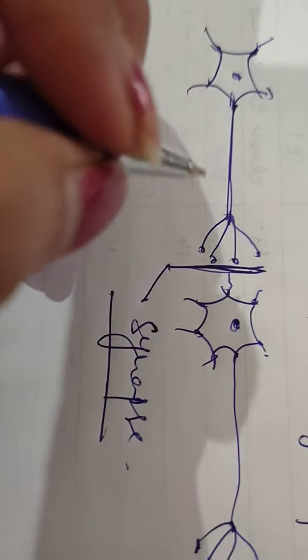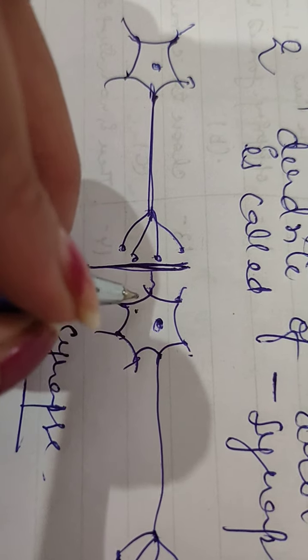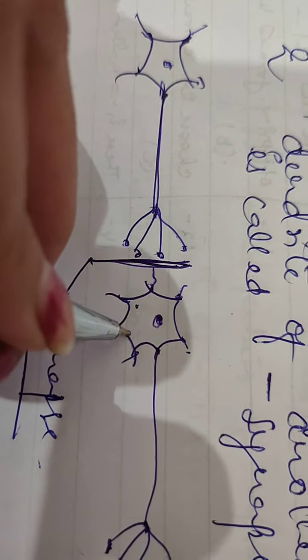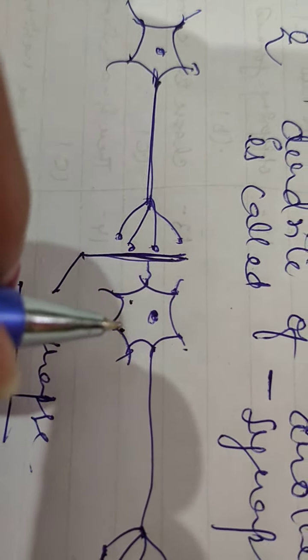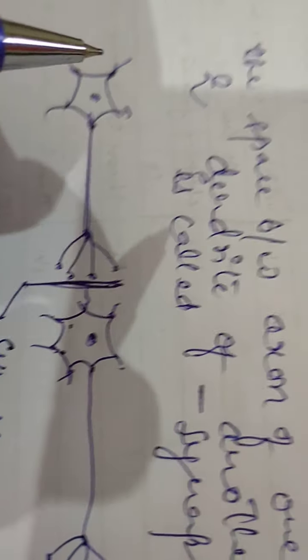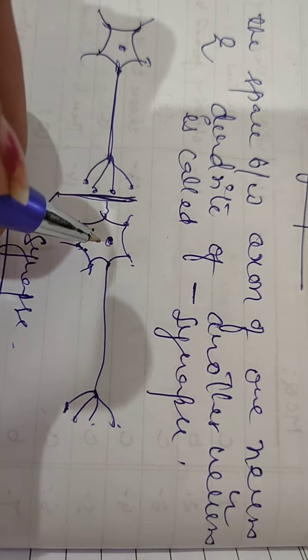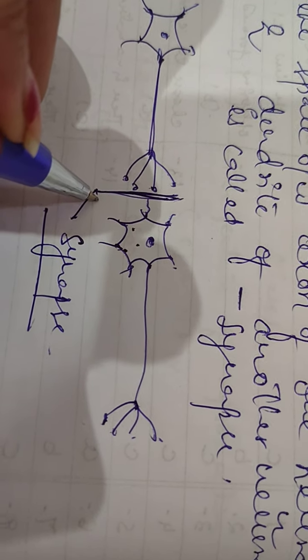Actually, in the synapse there is no physical contact. It means the neurons are not intermingled, but there is an association of two neurons, and this association is totally chemical. They are not physically associated with each other. So you can say this is the space between the axon of one neuron and the dendrites of another neuron. This is called synapse.